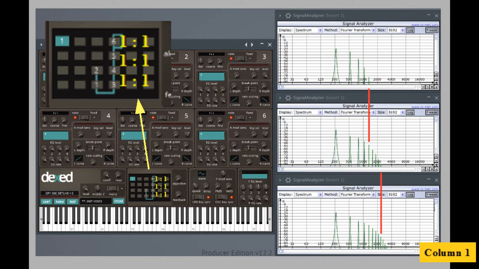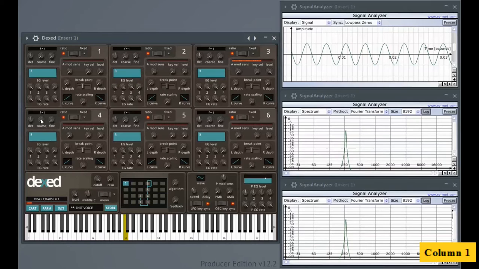All carrier to modulator ratios are 1 to 1, and with every operator stepping in, the spectrum widens, adding the next couple of harmonics, expanding to higher frequencies. I try the same again, but with a ratio of 1 to 2 this time, with a square wave, therefore.